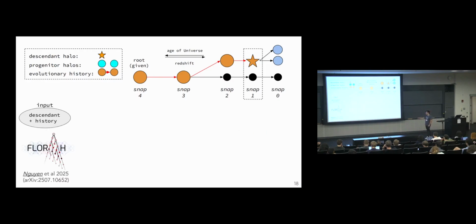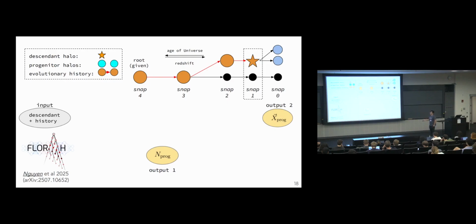Yeah, so we have this framework called FLORAH. So let's say we start with the descendants and the history. The descendant is this halo. The history is all the orange halos or the red-orange halos that I'm showing here. And you want to output the number of progenitors. You want to output the properties of those progenitors.